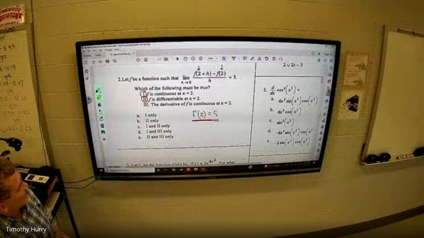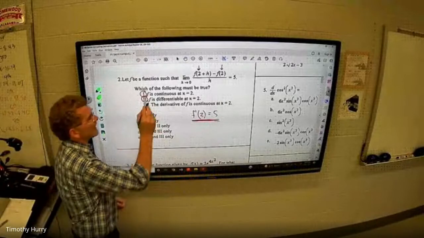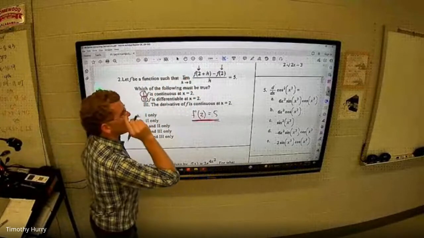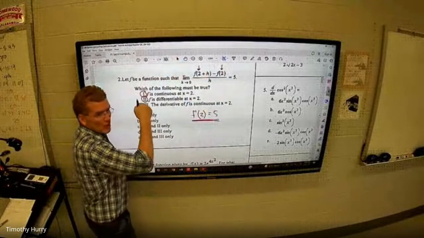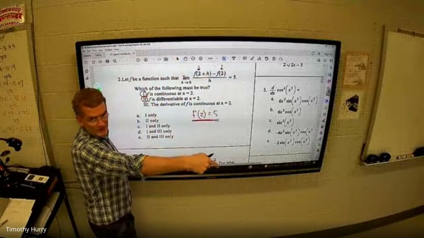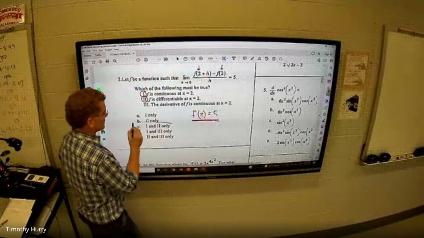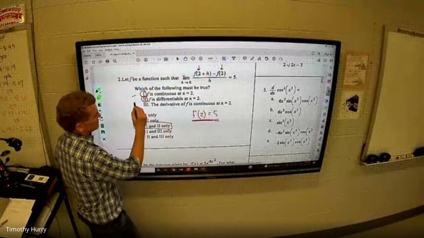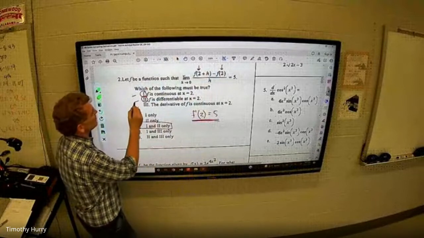Trying to find an answer to this. No, I can't say 3 here. I know about f. I know about the derivative of f, but I don't know about the derivative f's continuity. That's the problem. So I've got to go with just 1 and 2 here. Not to mention that 1, 2, and 3 is not even an option, right? So I've got to go with just 1 and 2.